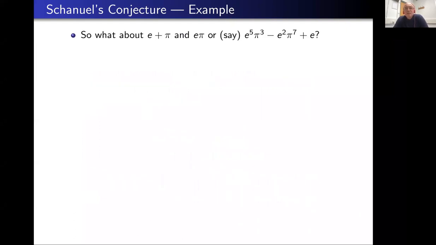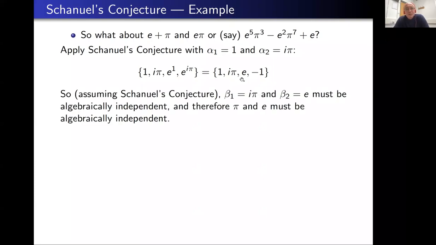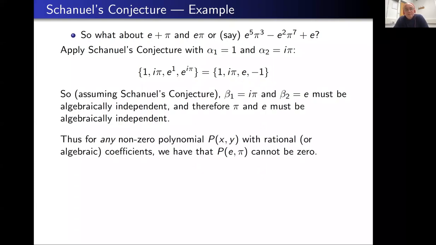What about other, more complicated examples like this one? Let's apply Schanuel's conjecture with the two numbers 1 and i pi. Schanuel's conjecture says that within this set, 1, i pi, e to the 1, e to the i pi, there should be two numbers which are algebraically independent. But e to the i pi is negative 1. So the only two numbers that can be algebraically independent are i pi and e. Since i is algebraic, pi and e should be algebraically independent.